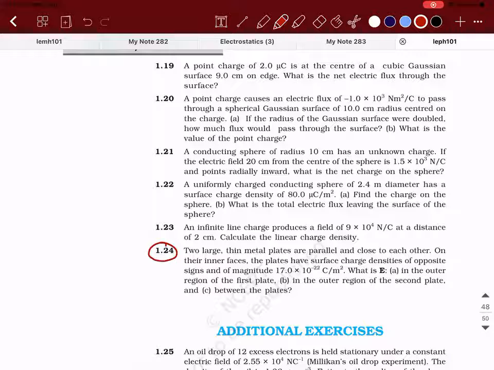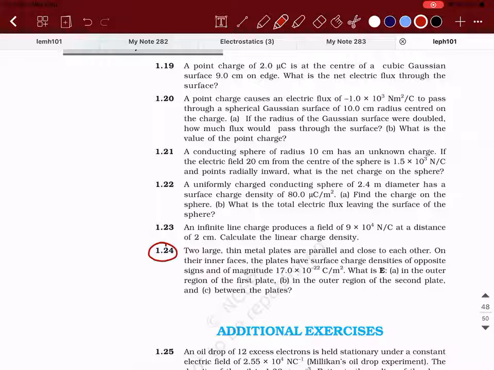1.2. Two large thin metal plates are parallel to each other. Wherever you see in physics, large means infinite. So two large thin metal plates are parallel and close to each other. On their inner faces, the plates have surface charge densities of opposite signs of magnitude 17 into 10 power minus 22 coulomb per meter square.